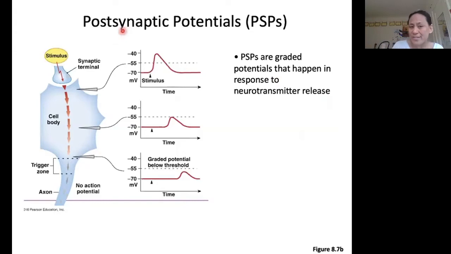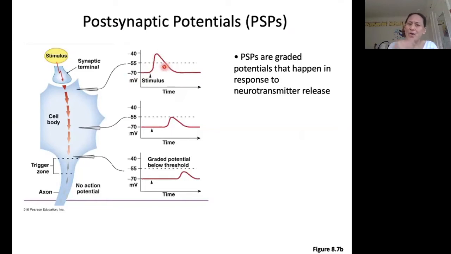So drawing your attention to this figure right here, you can basically see that process happening, right? We have a stimulus coming in, which is the action potential from the presynaptic cell. That has led to neurotransmitter release, which has led to this change in membrane potential in the postsynaptic cell, okay? We have a name for this change in membrane potential. It is called a postsynaptic potential, or a PSP, okay?